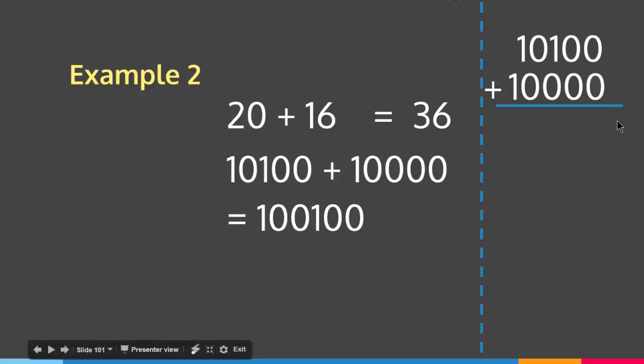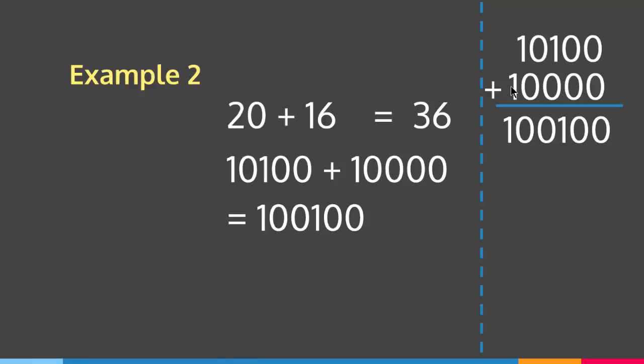So 1, 0, 1, 0, 0 added to 1, 0, 0, 0, 0 will give us: 0 plus 0 is 0, 0 plus 0 is 0, 1 plus 0 is 1, 0 plus 0 is 0, and 1 plus 1 equals 2. It actually equals 0, and then you carry 1. However, since we don't have any other digits after the 1, it will equal 2, and 2 in binary is 1, 0. And this is what we got: 1, 0, 0, 1, 0, 0. So 20 plus 16 in base 10 equals 36. 1, 0, 1, 0, 0 added to 1, 0, 0, 0, 0 in base 2 equals 36 in base 10, and equals 1, 0, 0, 1, 0, 0 in base 2.